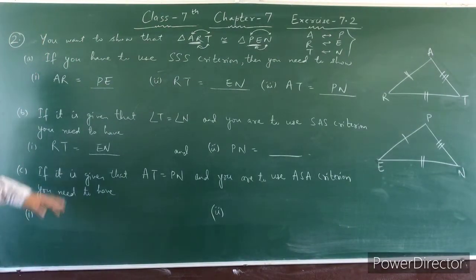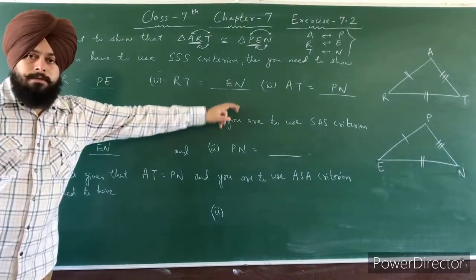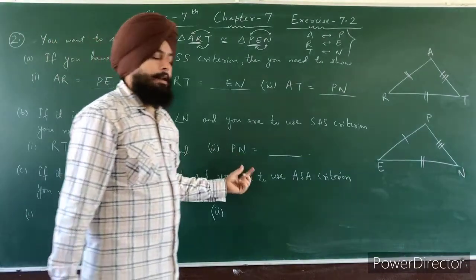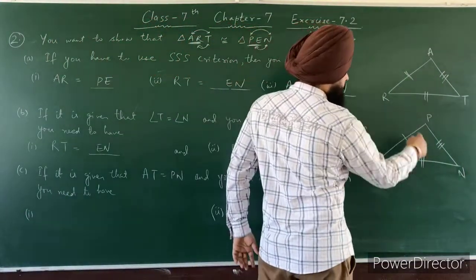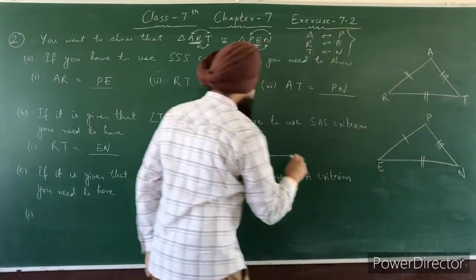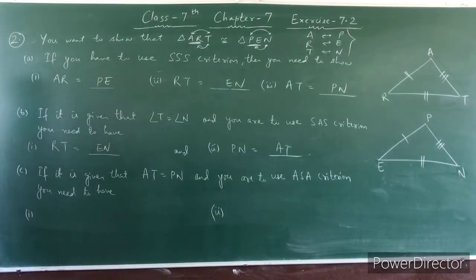Clear? And you can see here in the A part we have already written that RT is equal to EN. Clear? So RT is equal to EN. Next is PN. So PN is which one? PN, this one. PN is equal to AT. So right here AT.